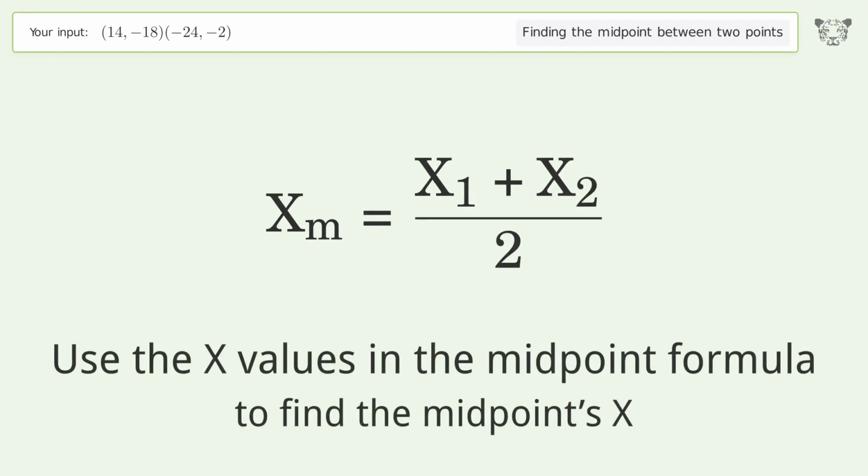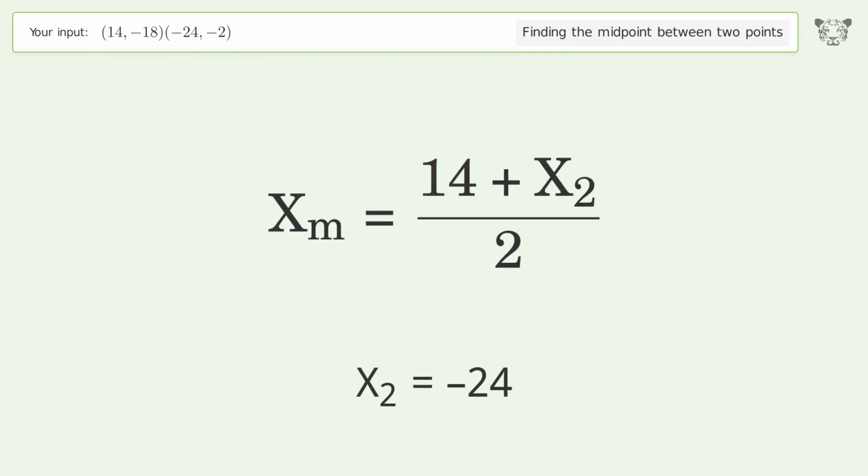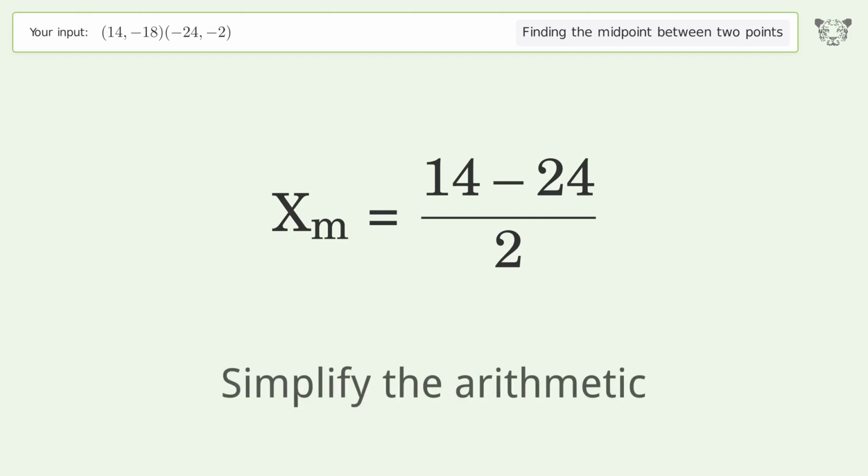Use the x values in the midpoint formula to find the midpoint's x. x1 equals 14. x2 equals -24. Simplify the arithmetic.